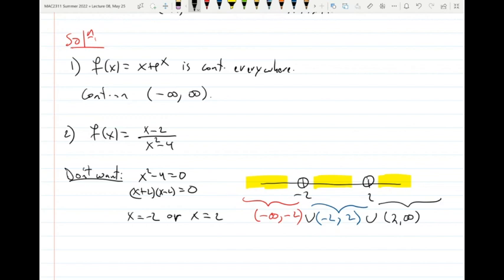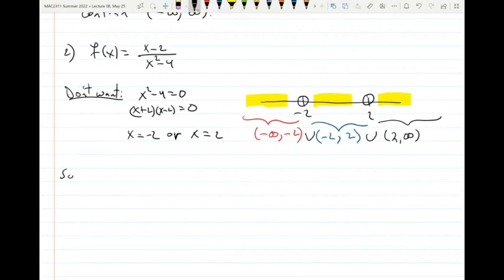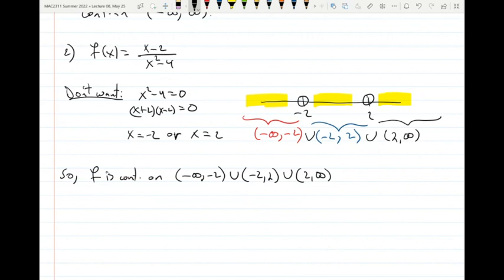So in particular, it means that we have 2 points of discontinuity, right? It's not continuous at negative 2, and it's not continuous at 2. We need to classify them. We need to say the type. So far, f is continuous on all real numbers except 2, negative 2. Just giving the interval notation here.